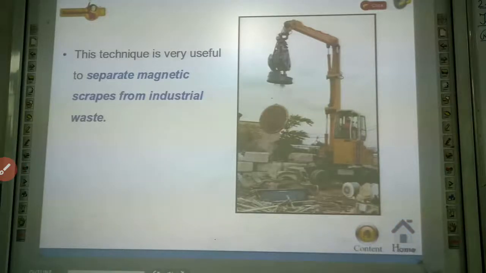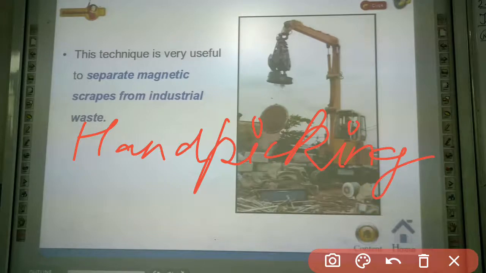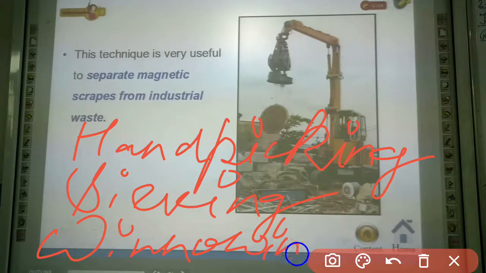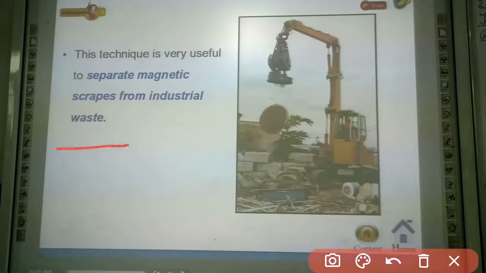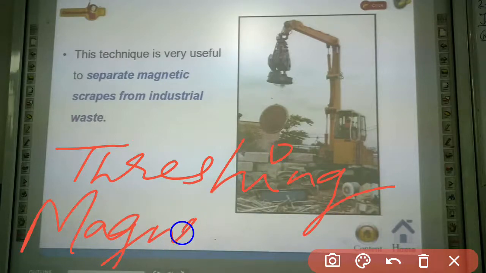So till now, under the topic separation of solids from solids, we have studied hand picking. Next we studied sieving. After that, winnowing, and then threshing. And this magnetic separation was the last topic under this.